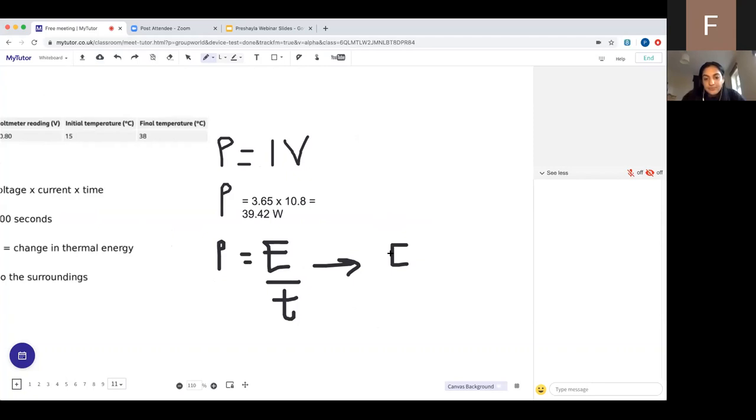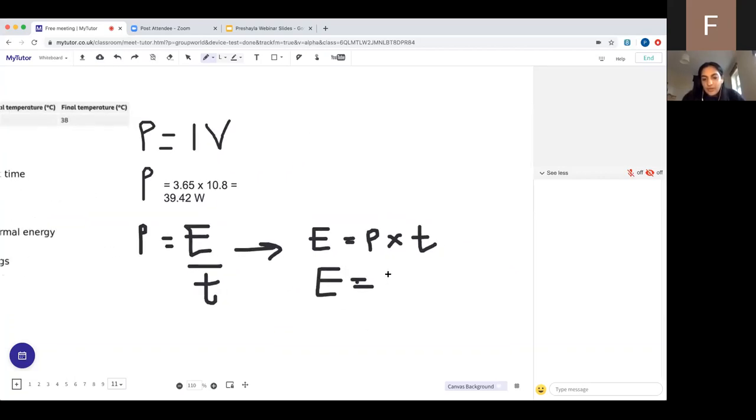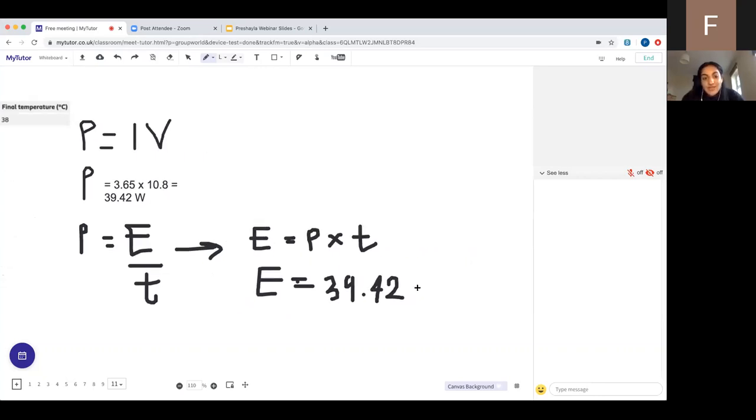Energy equals power times time. So energy equals 39.42 times time. However, time is currently in minutes. We need it to be in seconds. So we do 10 minutes times 60, which is 600 seconds.